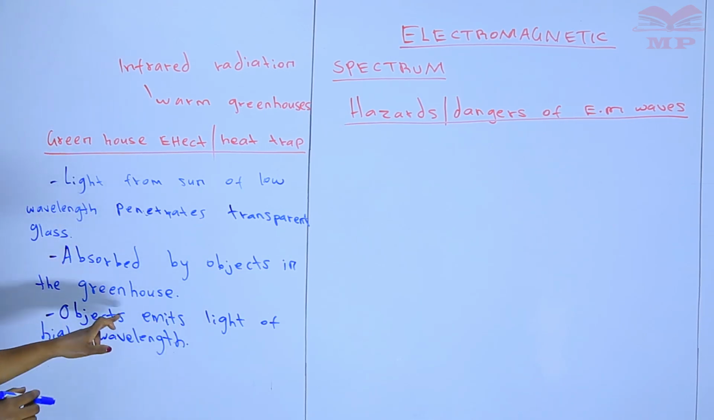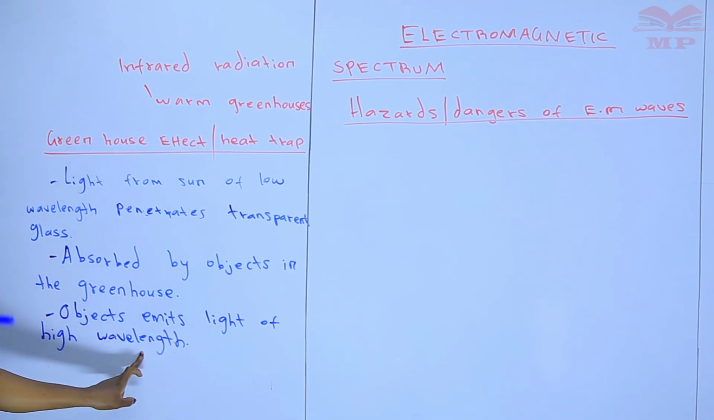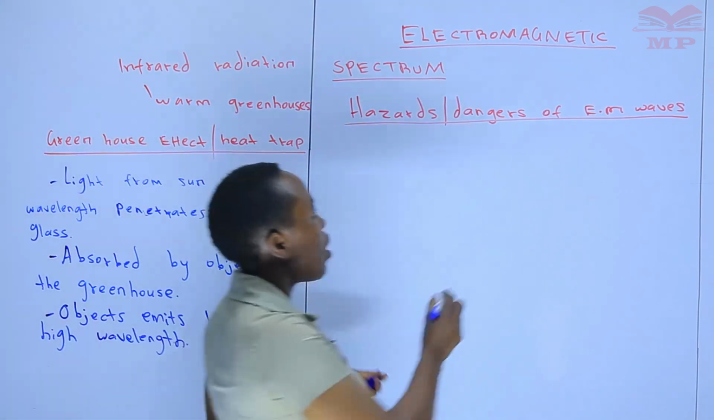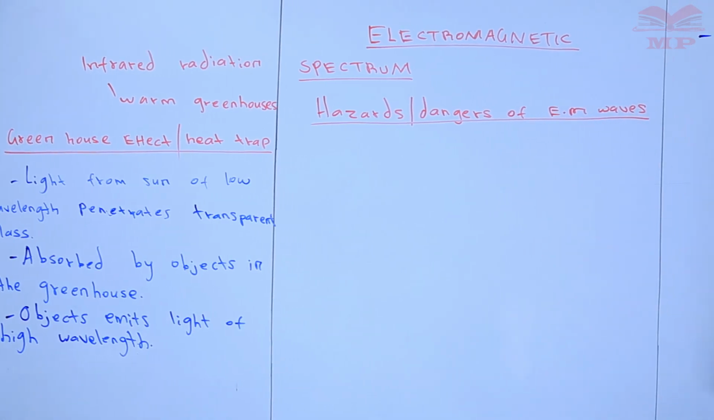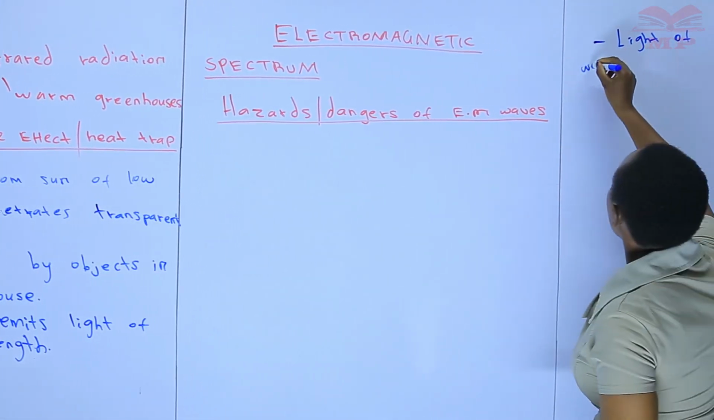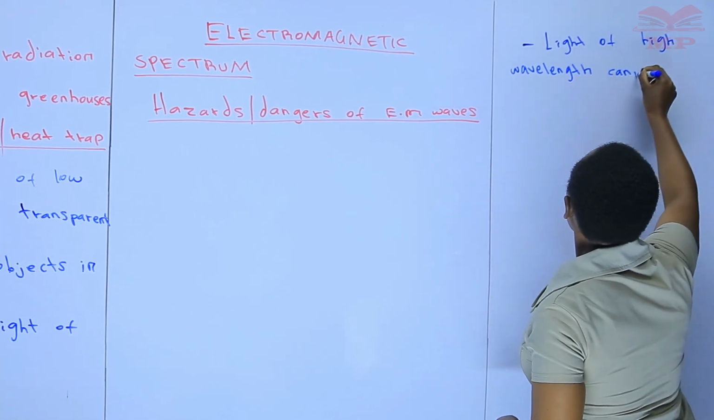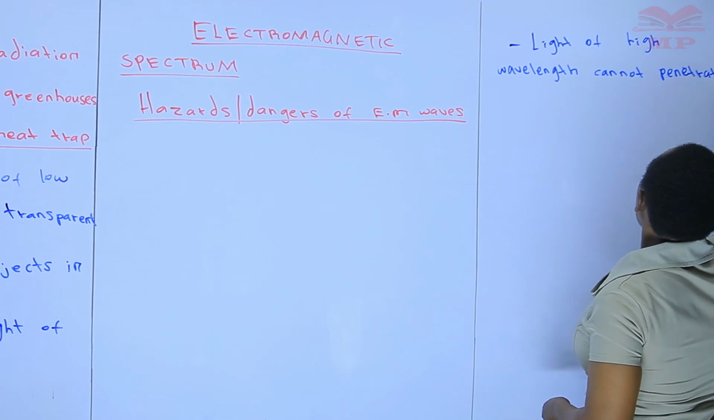So when the objects in the greenhouse emit light of high wavelength, this light cannot penetrate the glass again. So this light of high wavelength cannot penetrate the glass.